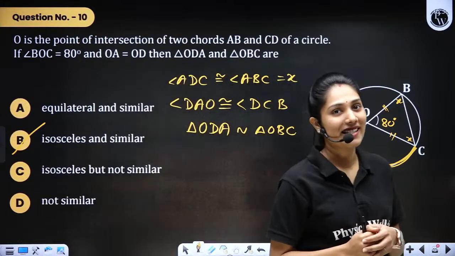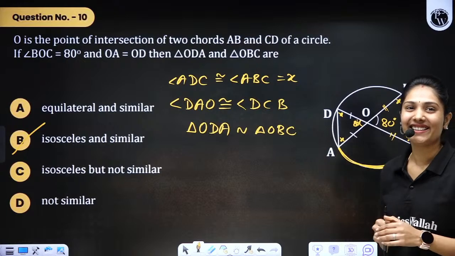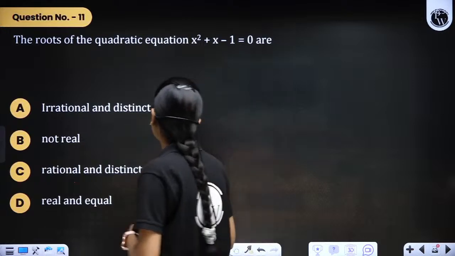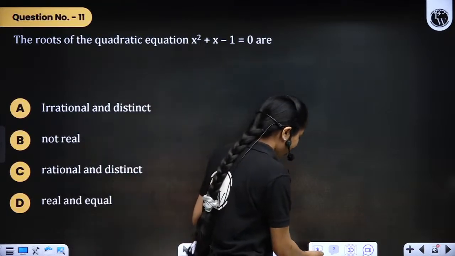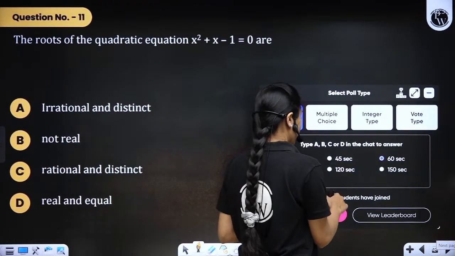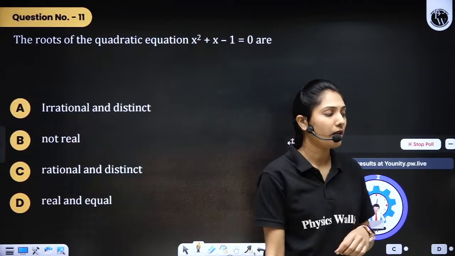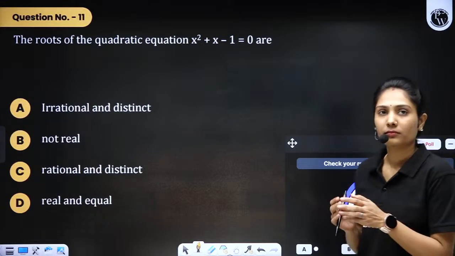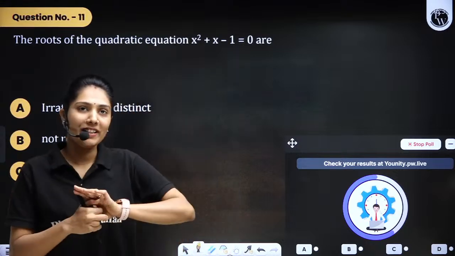Yeah, that's the mistake, no problem. Okay, next is: the roots of the quadratic equation are... We have to comment on the nature of roots. What kind of roots do they have? The nature of roots that we have for this particular quadratic equation. What should be the nature of roots here?